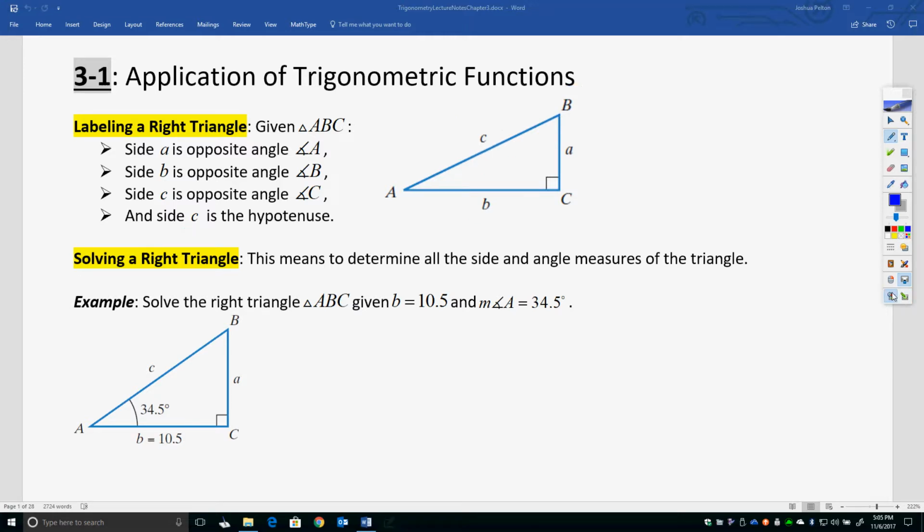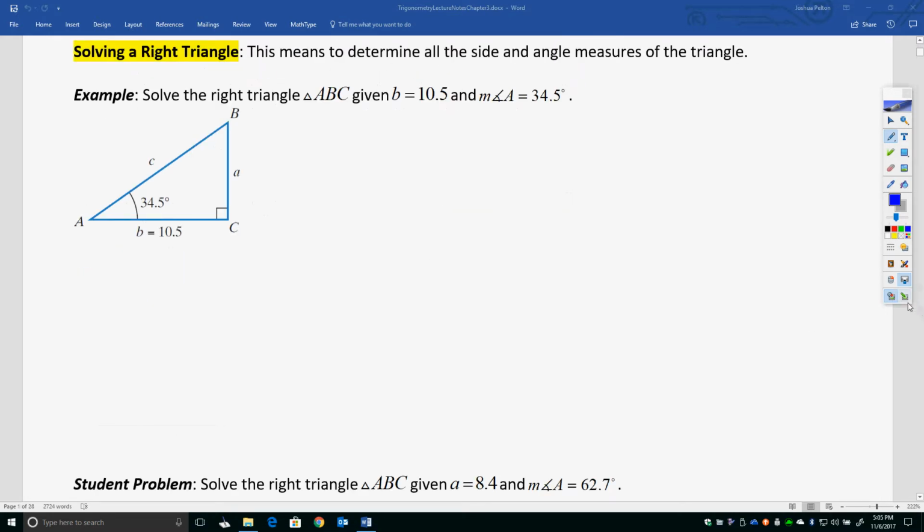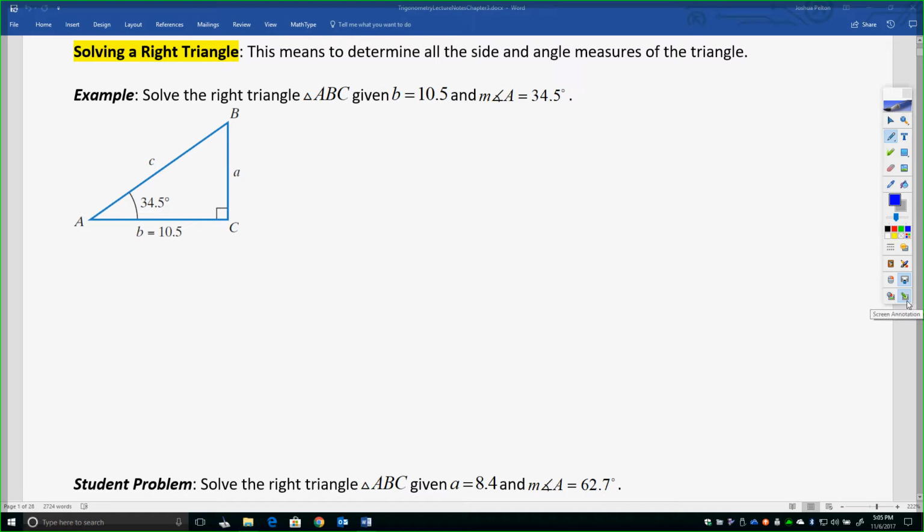Okay, let's do some examples. So, solving a triangle, a right triangle, means to find all the corresponding sides and angles. So in this case, we'll be solving right triangles in this section and non-right triangles in further sections.